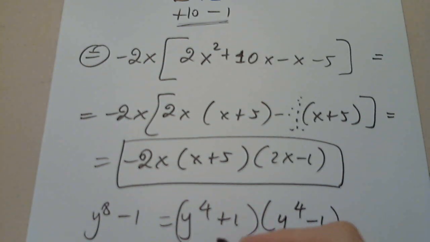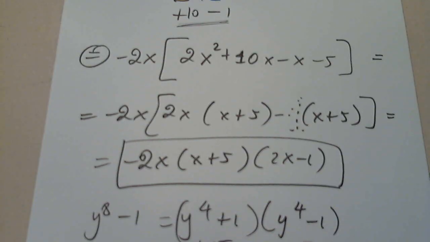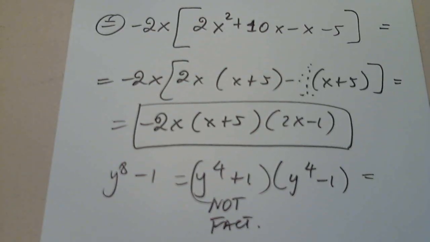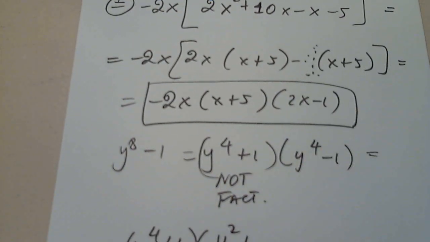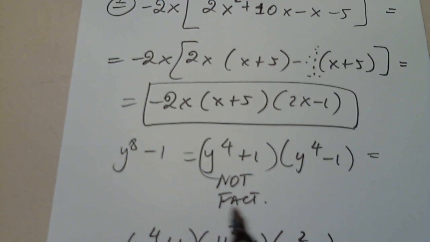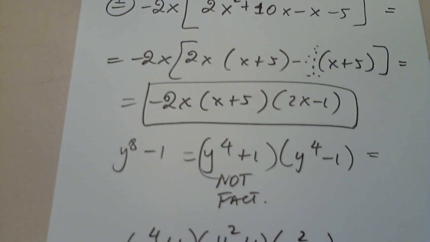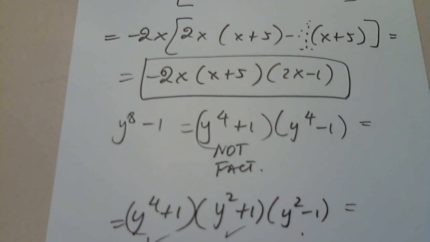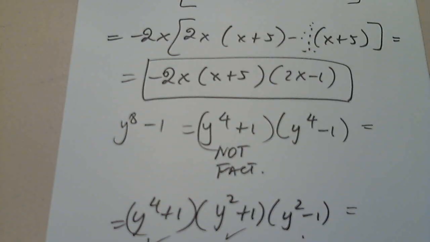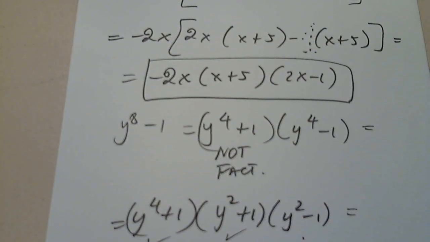But now, this is not factorable, but this is. So I have to continue. So y to the 4th plus 1, and this is again y squared plus 1 and y squared minus 1. Not factorable, but this is. So I have to continue. Y to the 4th plus 1, y squared plus 1, y plus 1, y minus 1. And this is it.